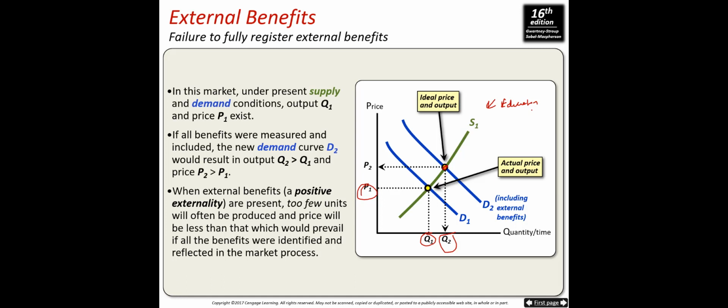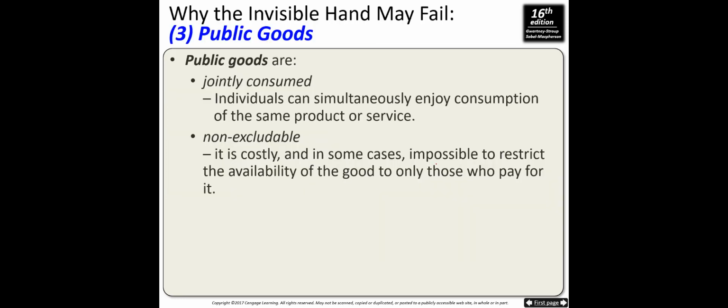So what the government is doing is subsidizing education. By subsidizing, the government's aim is to increase the demand. Therefore, when you increase the demand, the number of educated people in the country is going to increase and the crime rates are going to go down. So when external benefits, a positive externality, are present, too few units will often be produced and price will be less than that which would prevail if all the benefits were identified and reflected in the market process.